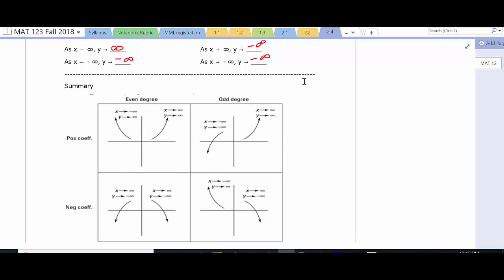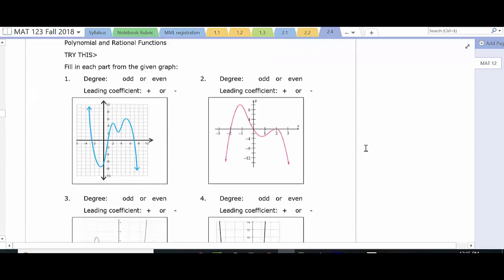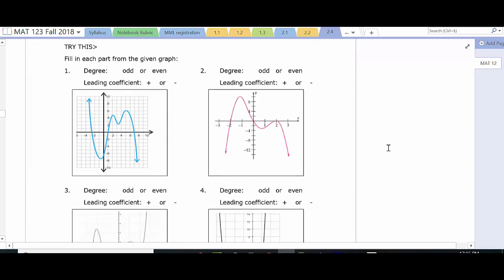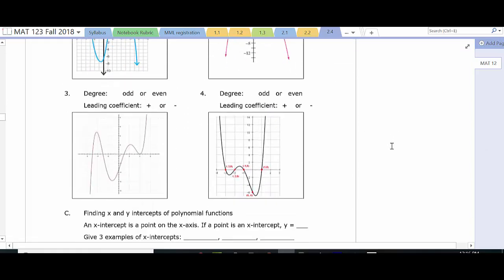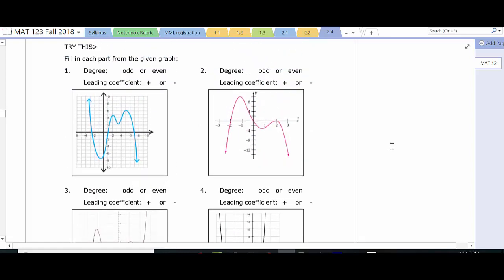Once you get that in your mind, it's pretty easy to get a rough idea of what the graphs look like. On the next page, just take a minute, it doesn't take very long. Look at the graph I gave you, tell me if it's odd or even, and tell me if the leading coefficient is plus or minus. You can look back at that previous table if you need to.